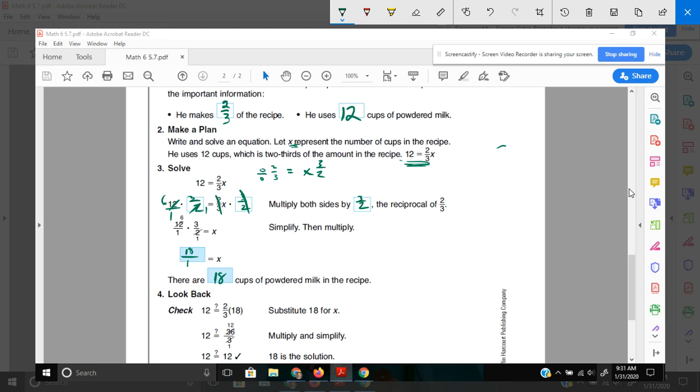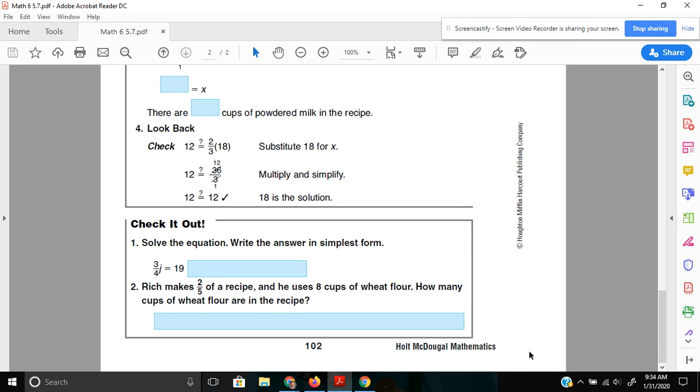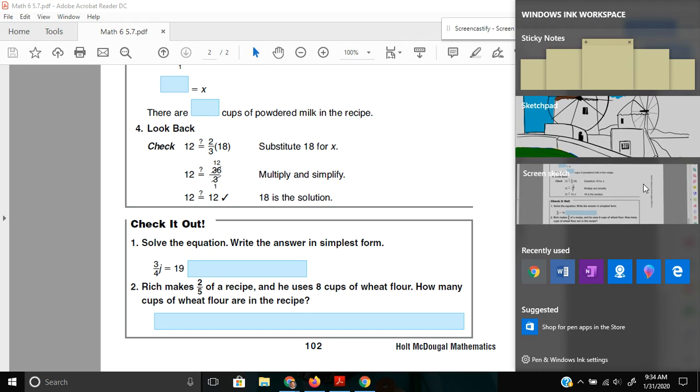Okay. Again, they're just double checking here. We got 18 for x. Let's substitute that back into our original equation and make sure that that works. So if I took 2/3 and I multiplied that by 18, 2/3 times 18 over 1. Could simplify this first. Dividing each by 3 would give you 6 and 1. And on the top, 2 times 6 would be 12, which, perfect, is our solution. Okay. So that was breaking it down a little bit for you. Hopefully that all makes sense. If not, feel free to come ask me.